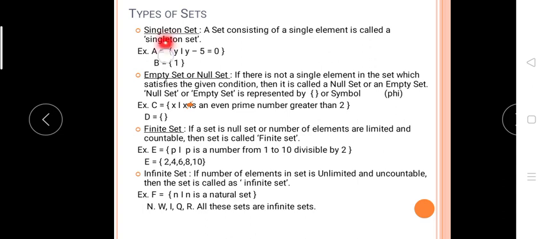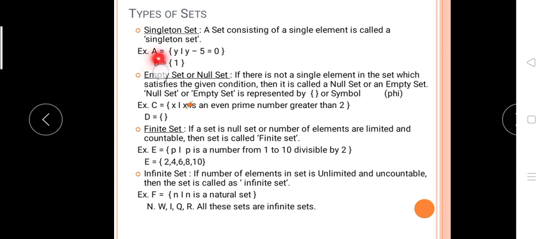Now, see the first type of set, that is a singleton set. It means that in a set there is only one element. A set consisting of a single element is called a singleton set. Now, what is the example of this?